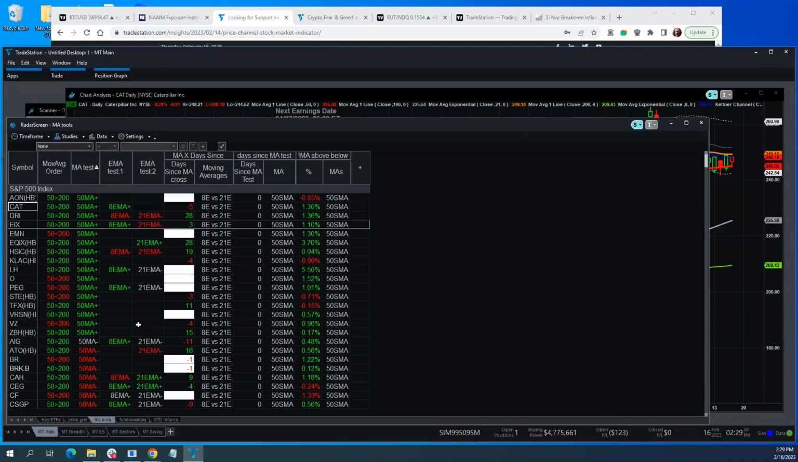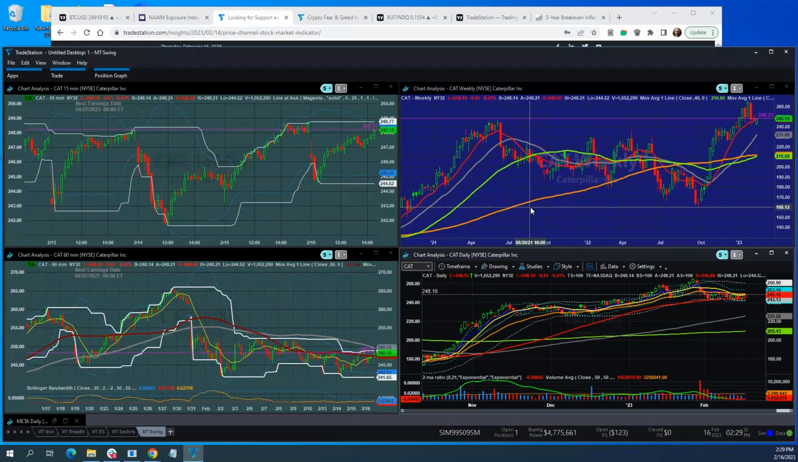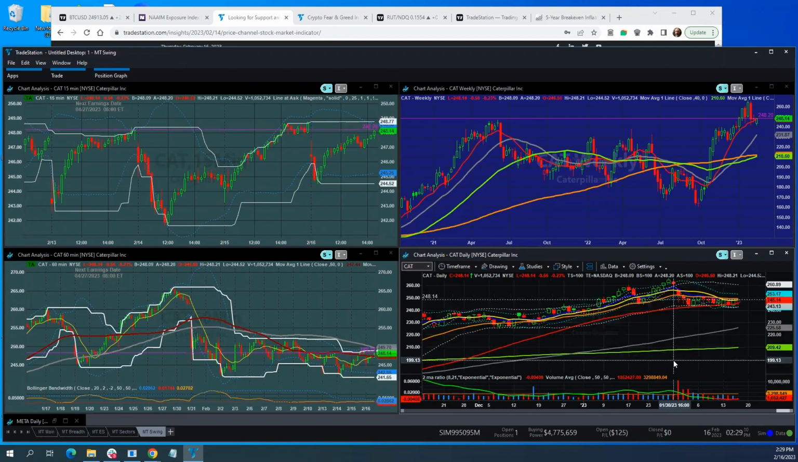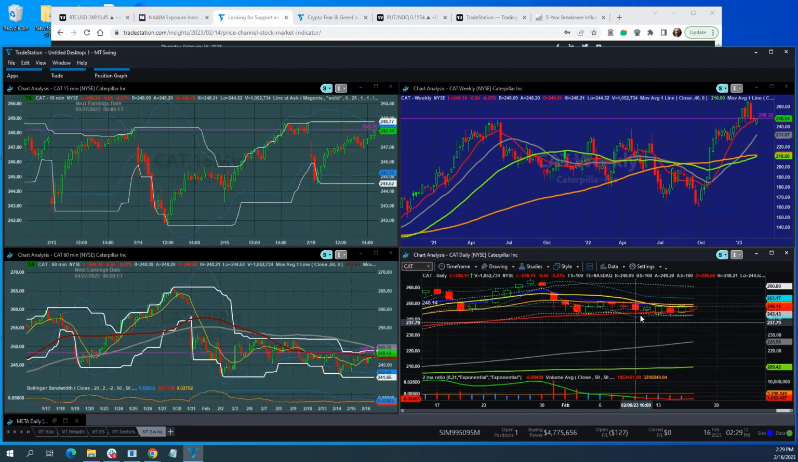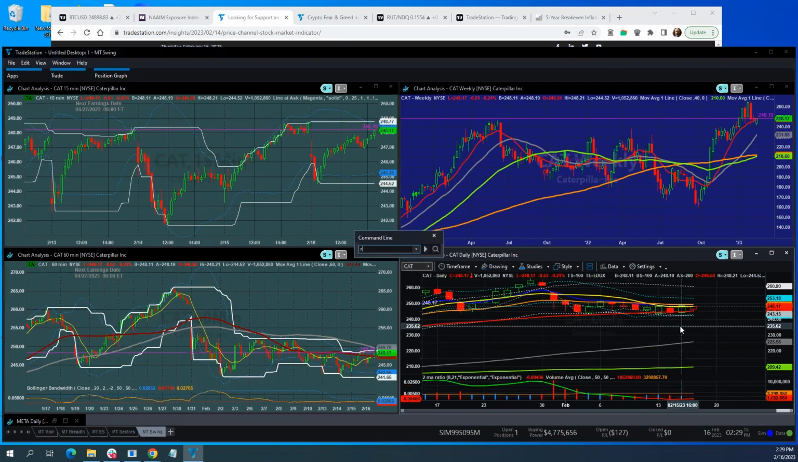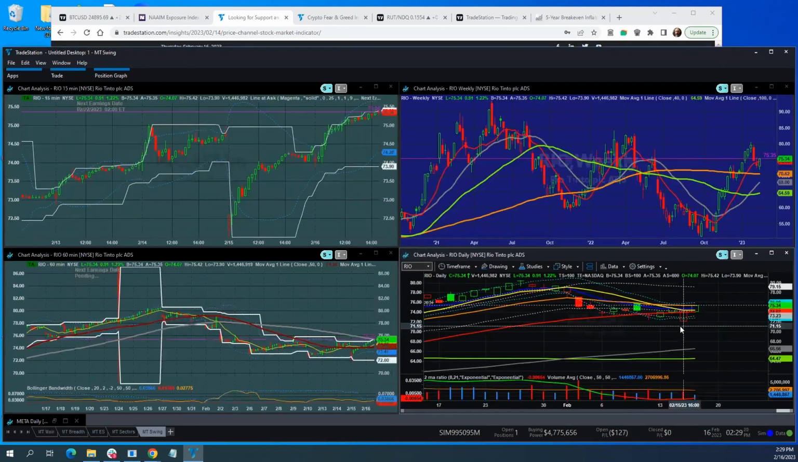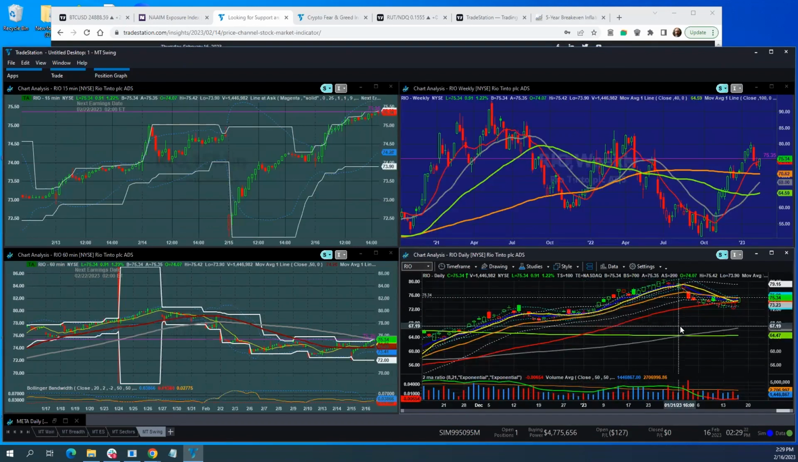And then my other screen right next to it will have this on it. I can quickly zip through a radar screen or a scanner and look for things like this. It's interesting here, you can see how Caterpillar is just hugging that 50-day moving average. And the other one that I've been watching is Rio, which is an iron ore company. These industrial metal stocks have pulled back and they're just so tight, holding the 50-day here.